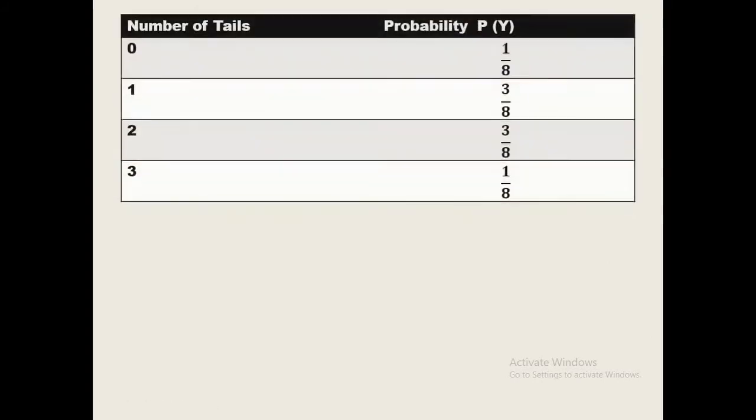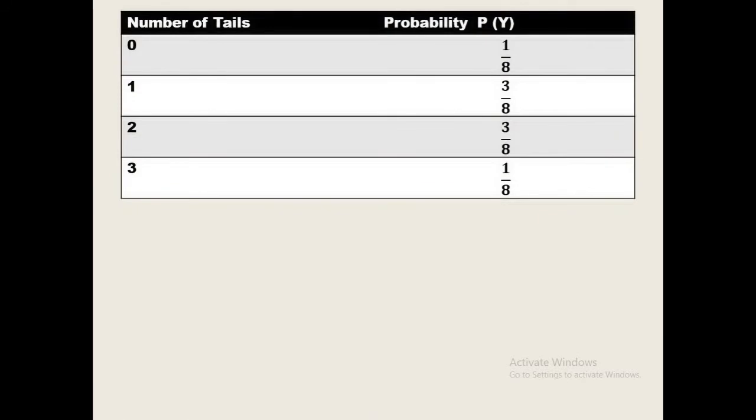In this table, the number of tails is in the left column, and on the right column is the probability. For 0 tails, the probability is 1 out of 8. For 1 tail, 3 over 8. For 2 tails, 3 over 8. And for 3 tails, 1 over 8.